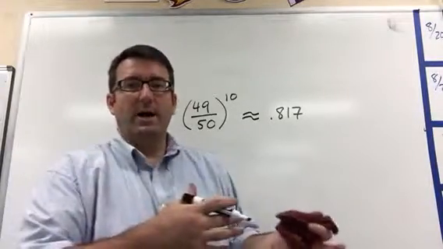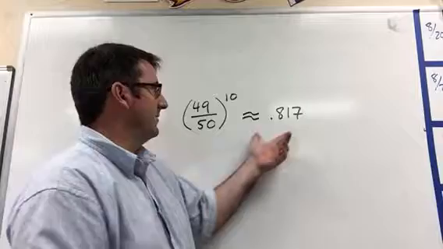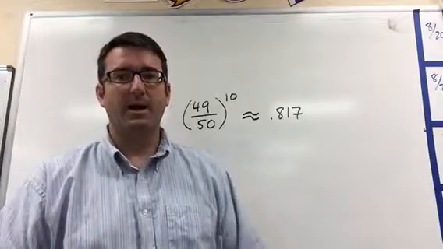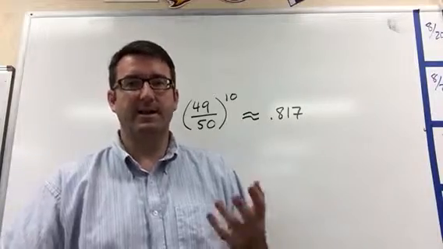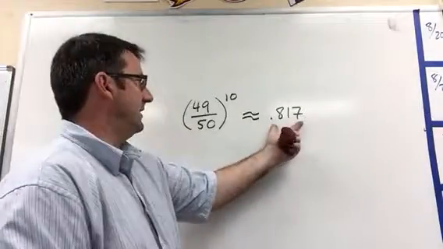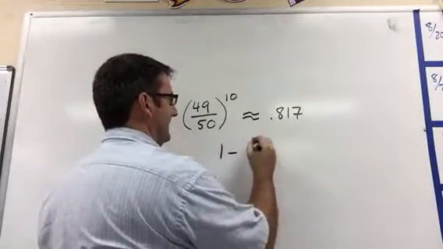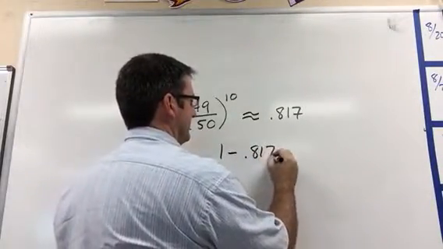All right, so that wasn't the question we were asked, though. We were asked, what's the chance of having at least one 50-year flood in the next 10 years? So the probability of that happening is just going to be 1 minus 0.817.